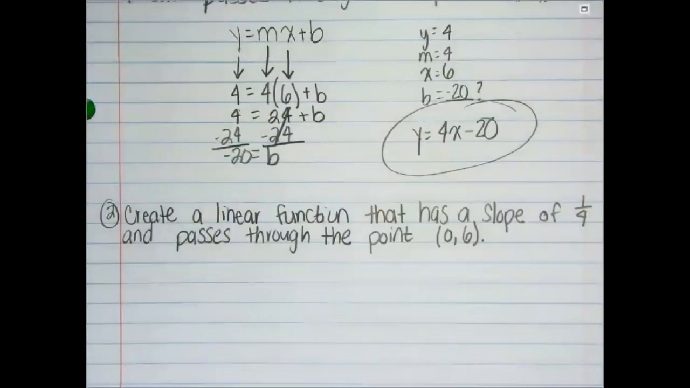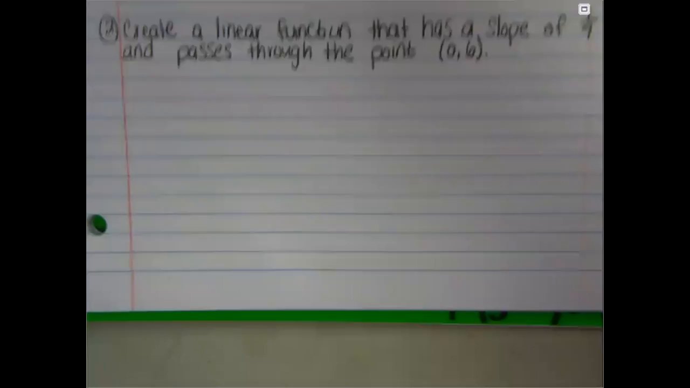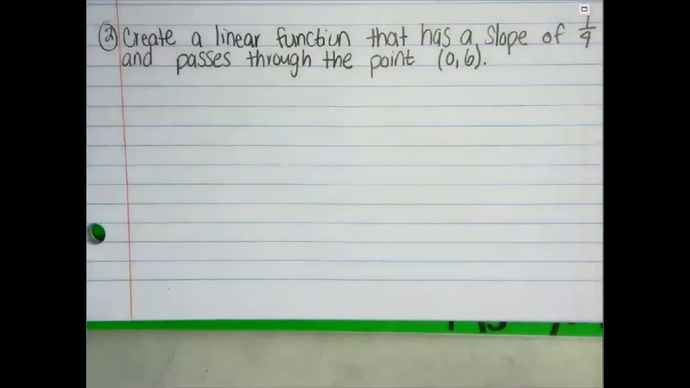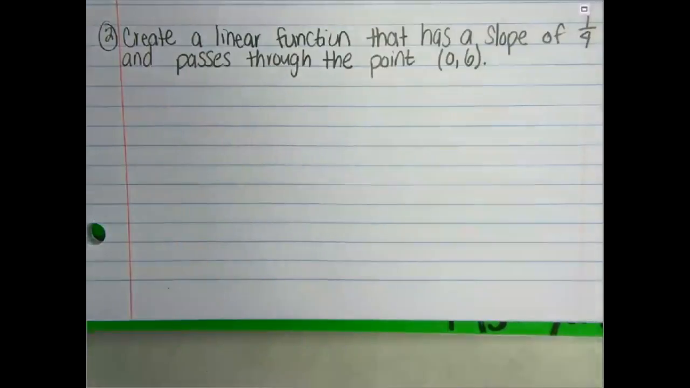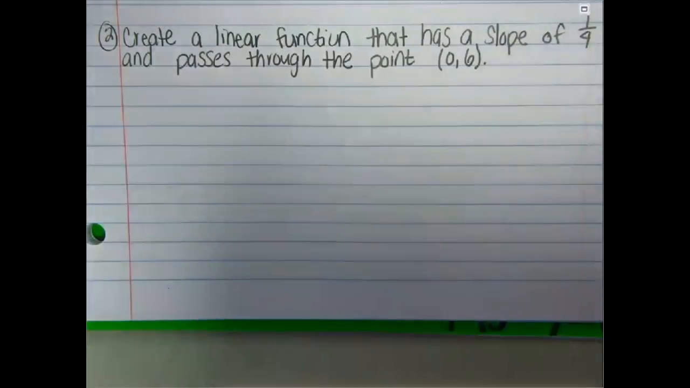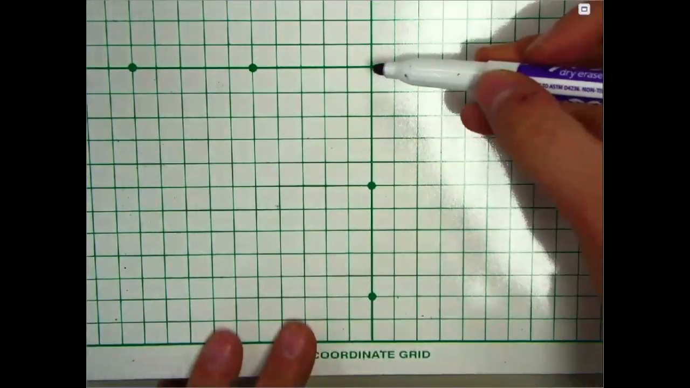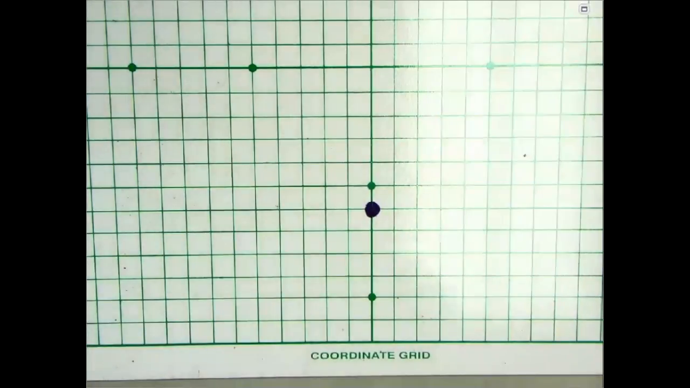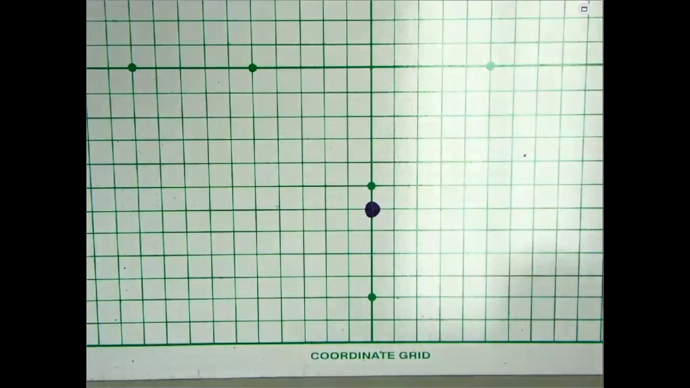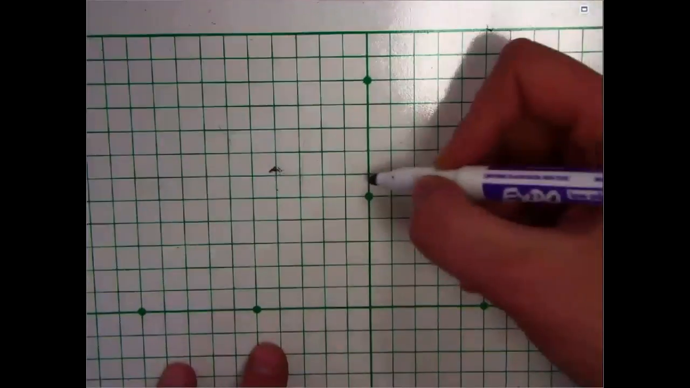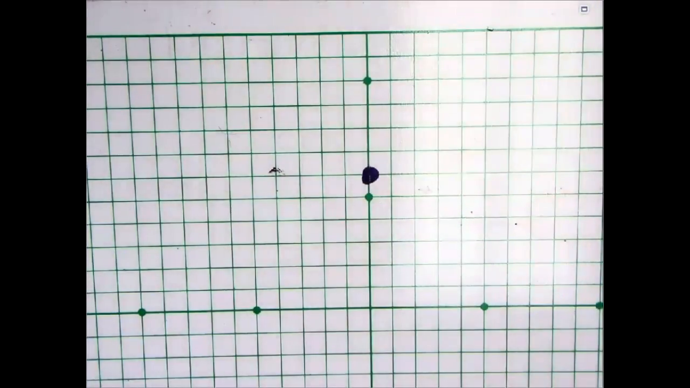Okay, I'm going to stop everybody because it's been 3 minutes. If I were to graph 0, 6, going over 0 and up 6, what do I have? Positive, yes. Thank you for helping me with that. 0, 6. I just graphed 0, 6.